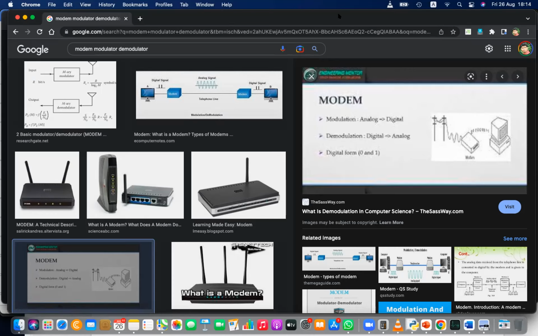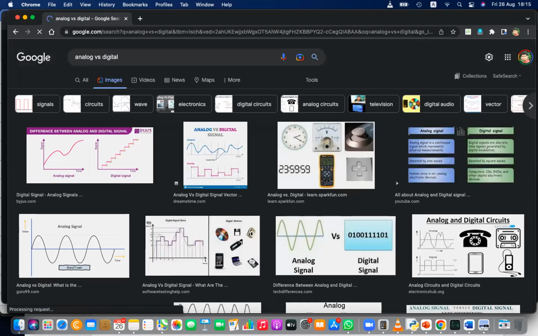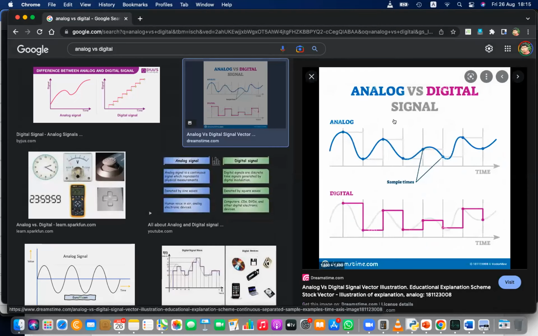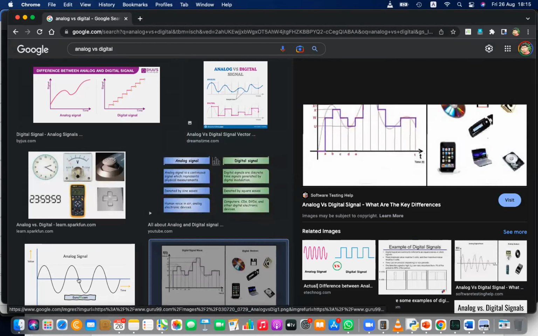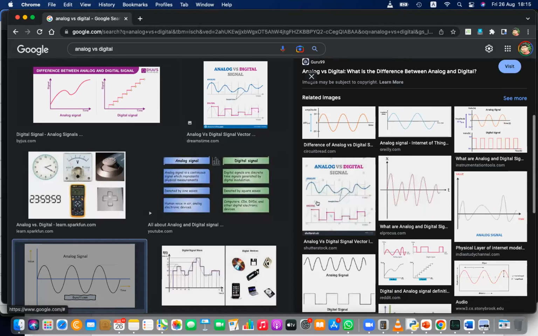An analog signal means a signal which can get any value within a given range. I hope we discussed this, not last day, the day before that. Analog is basically having any value between a given range. Digital means only taking fixed values. Analog can take any value, moving smoothly up and down.